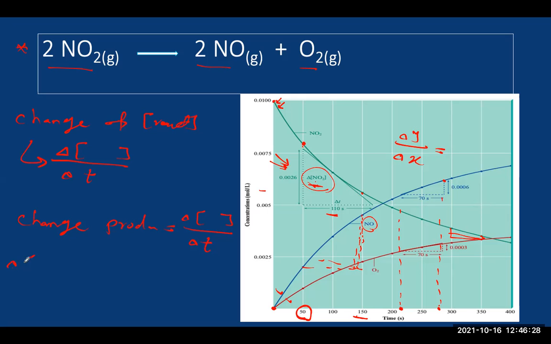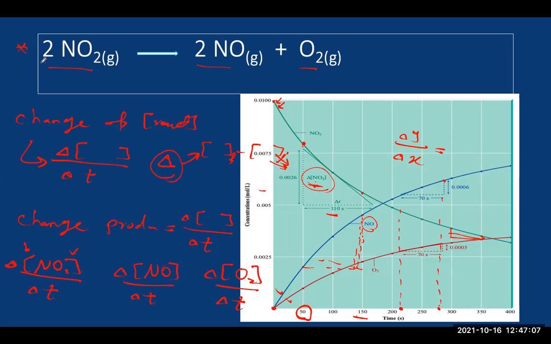So we could calculate the change of NO2 over time, and these brackets mean concentration, and this is delta, which is the change, calculated by the final minus the initial. And we have the change of NO over time, and we have the change of O2 over time. So each one will be different, even if we take the three substances in the same area or between the same period of time, each one of them will give you different values. They will not be the same.